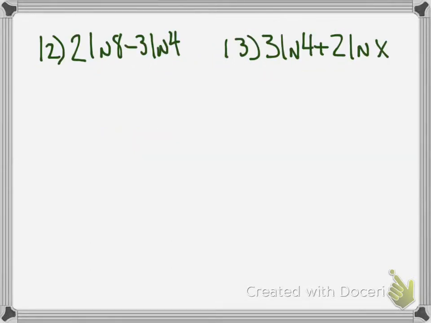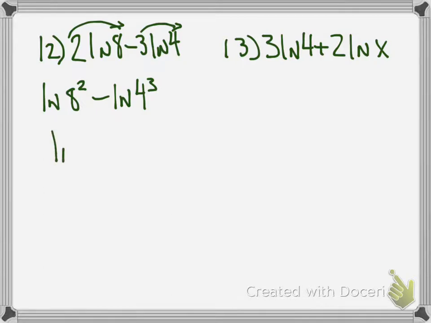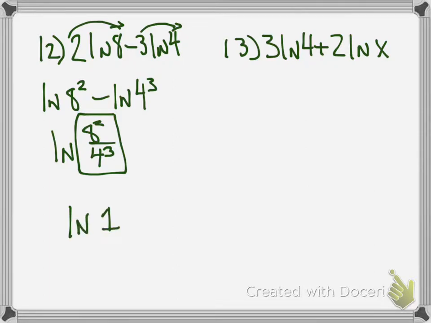All right. So 12 and 13, you want to write them as single logarithms. So you start moving things in. When you have numbers in front, they move in to become exponents. So this would become natural log of 8 squared minus natural log of 4 cubed. Then because of the minus, I want to show division. So natural log of 8 squared divided by 4 cubed. Type just this into the calculator. 8 squared divided by 4 cubed will give you an answer of 1. So there you go. You write it as a single logarithm, natural log of 1.